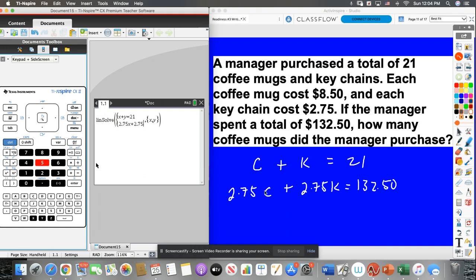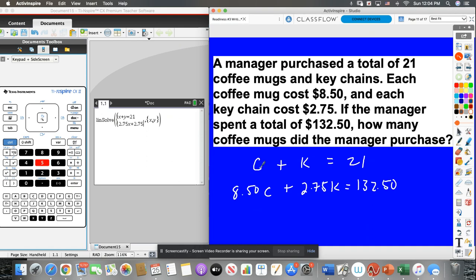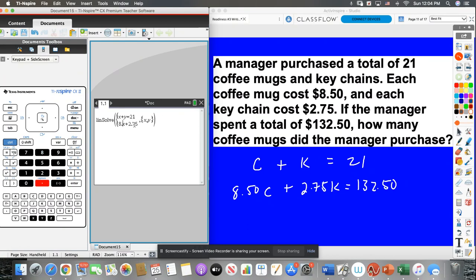K. Wait, I did something wrong. They're both the same. Coffee mug is $8.50. I wrote $2.75. Coffee mug is $8.50. So this should be $8.50 here. $8.50 plus $2.75y equals $132.50.